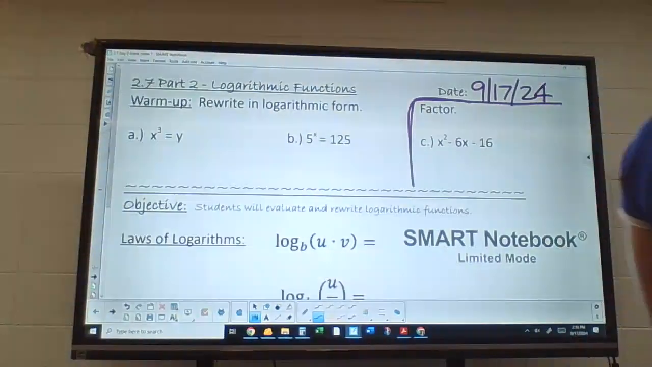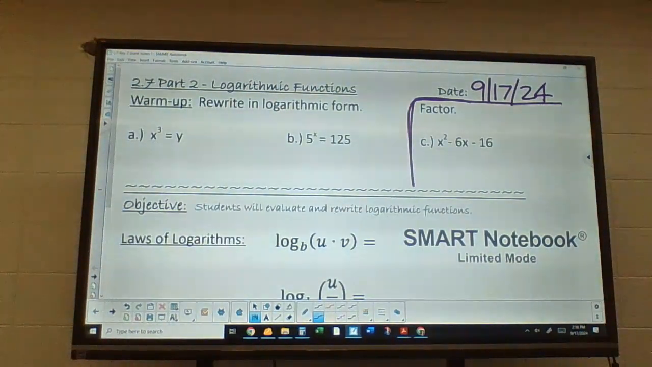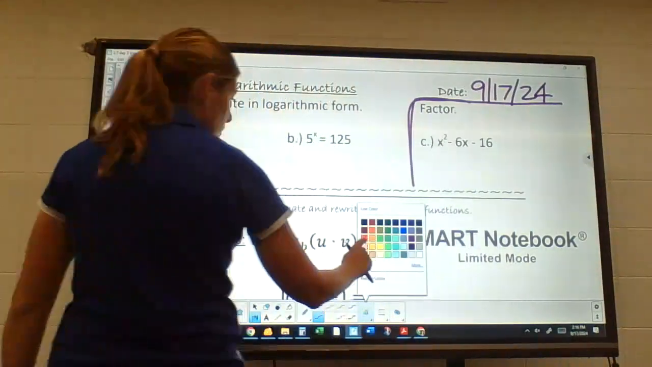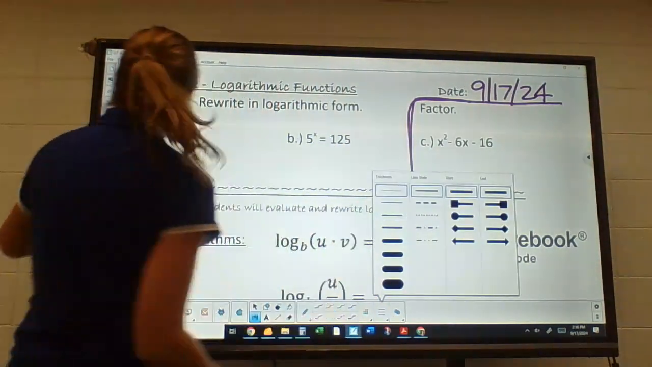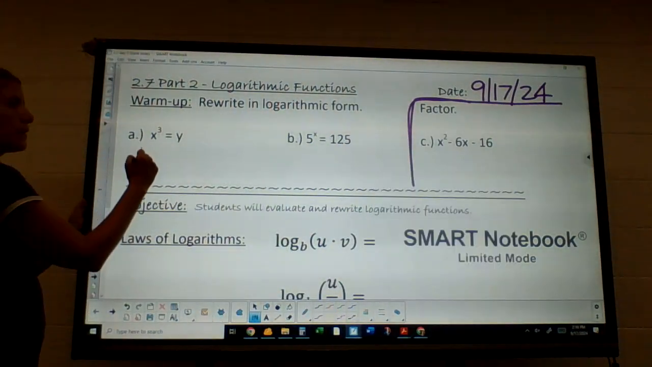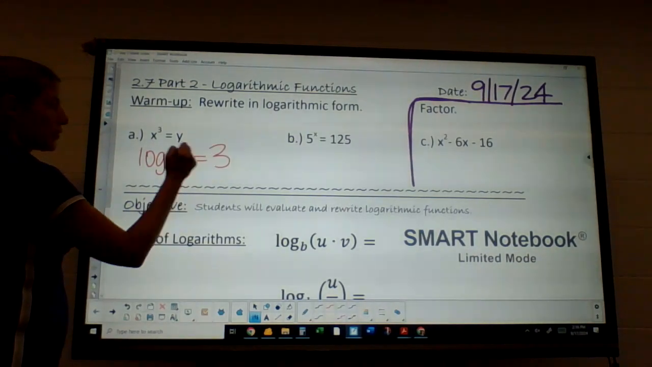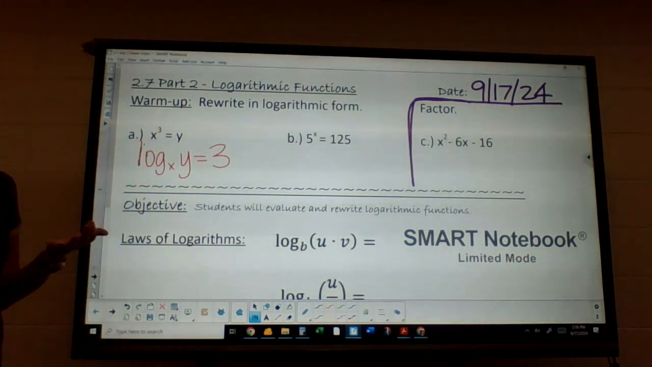So it says to rewrite in logarithmic form. So we're going to rewrite these, just kind of get in that habit of being able to switch things around. Remember, the base of the original one becomes the base in the log. So log base x of y would equal 3. And the exponent is what it ends up equaling.